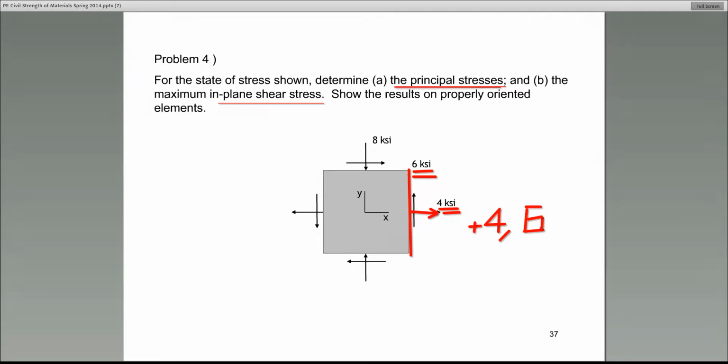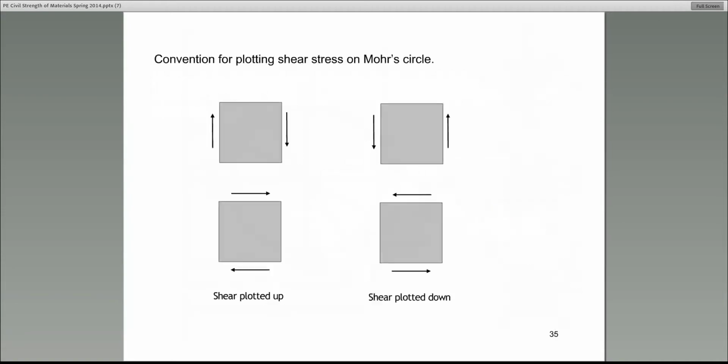Well, let's go back to 2 or 3 slides before. This is how you decide. Shear plotted down or negative. On this page, look at this. That's the face we were looking at. If on that face, the shear stress is acting upward, like it is for our problem, is that plus or minus? It says plotted down below the x-axis, so it's minus.